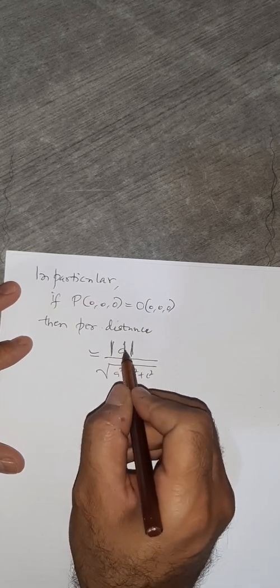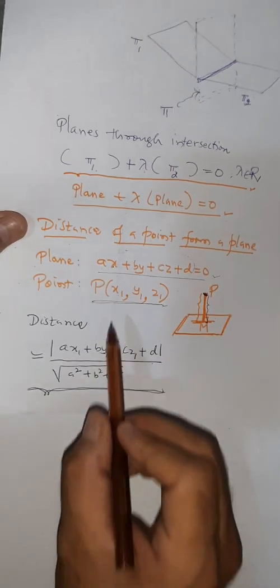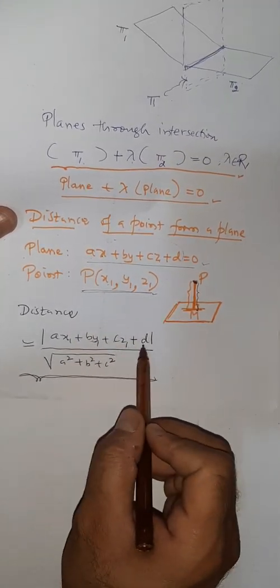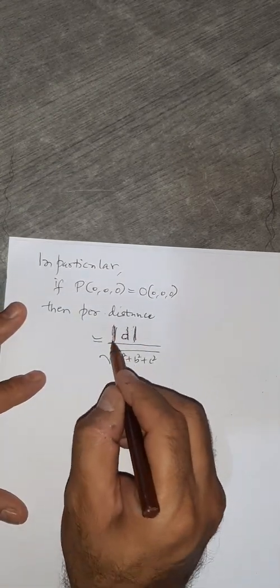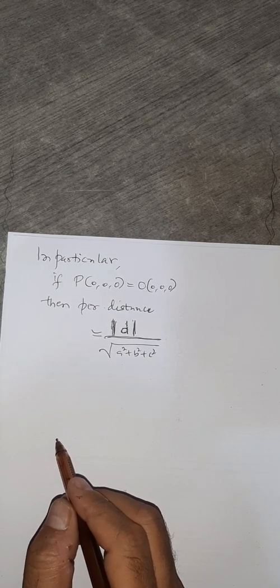This is a special case of the above formula. This was for any point x1, y1, z1, remember. Here this is specially for the origin, so these will be 0. So your modulus d upon root of a square plus b square plus c square. Now next we want to write that.